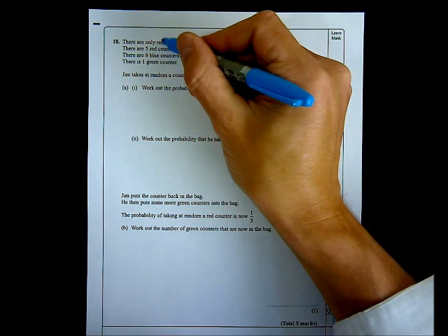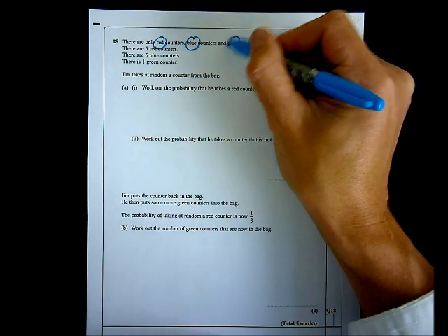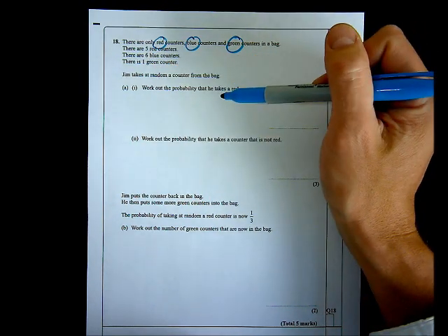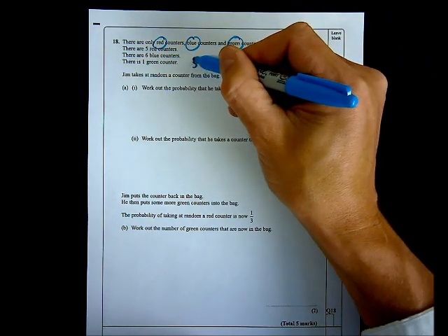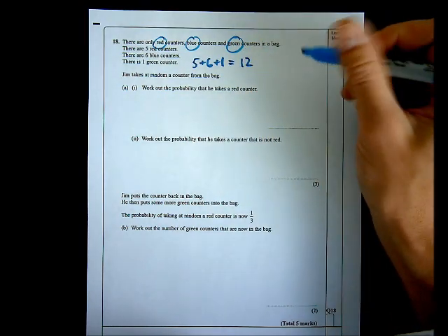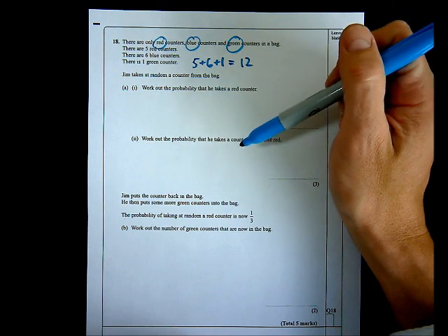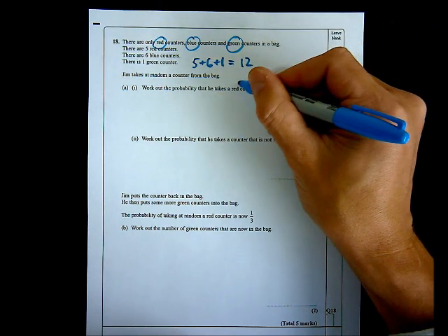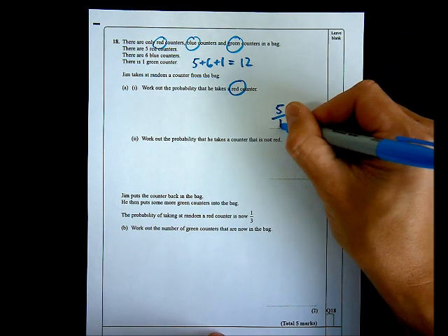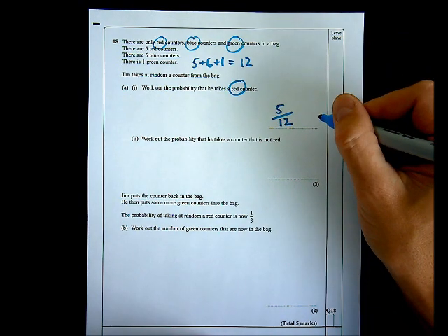On question 18, I'm told there are only red counters, blue counters, or green counters in a bag, and then I'm given that there are 5 red, 6 blue, and 1 green, and that would give me a total of 5 and 6 and 1, which would be 12 counters in total. I'm told that Jim takes a random counter from the bag, and I need to work out the probability that he takes a red counter. Well, there are 5 red counters, a total of 12, so my probability is going to be 5/12.